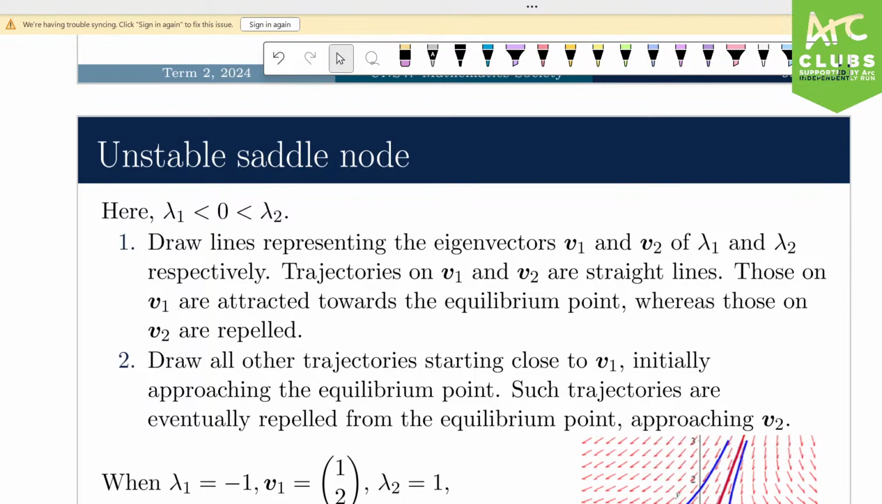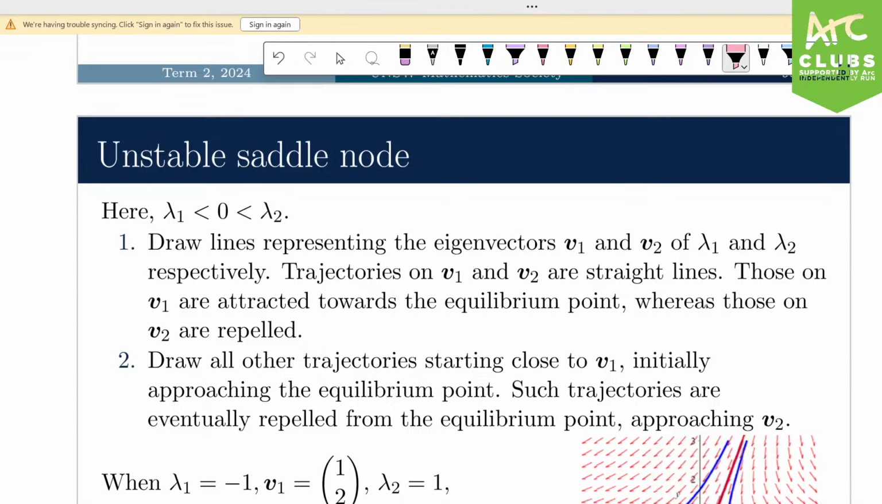So this is probably the most common example that we're going to look at, and it's unstable saddle nodes. If one of our eigenvalues is negative and one of our eigenvalues is positive, our solution is going to end up looking like this. We're going to have a minus t here, and a positive t here. So that means that these two eigendirections are sort of fighting against each other. One eigendirection wants to pull a particle in, and one eigendirection wants to repel the particle away.